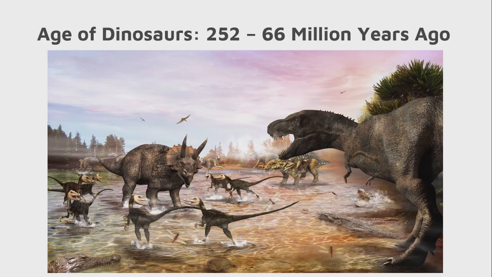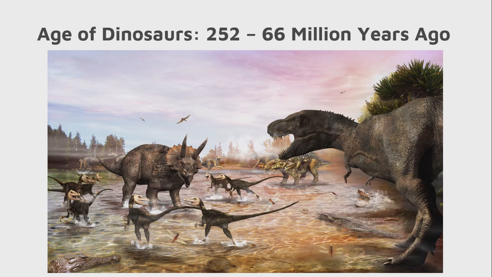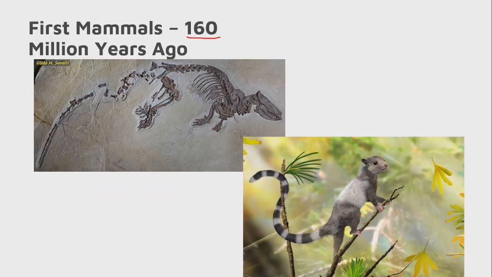kind of creepy. 252 million to 66 million years ago was the age of the dinosaurs, so that whole time range would be dominated by dinosaurs on land, and dinosaurs were reptiles. First mammals actually would have been after the dinosaurs, so about 160, but notice 160, you have to kind of use your noggin here a little bit. 160 is within this range, right? So that means that dinosaurs were around when the first mammal came into existence.